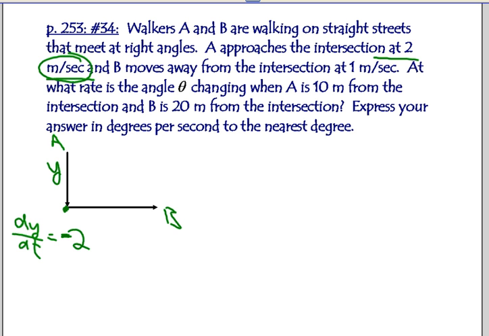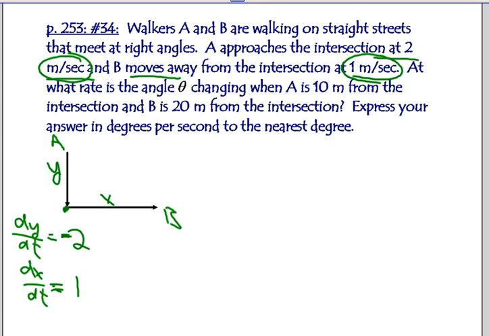Walker B is over here. B moves away from the intersection, and B's rate is 1 meter per second. So we'll label this x, and we can say dx/dt is 1, and that's a positive 1. And that's a positive 1 because your x-coordinate is getting larger. Not so much left or right is involved, but you're walking away from the intersection, so your x distance is getting larger.